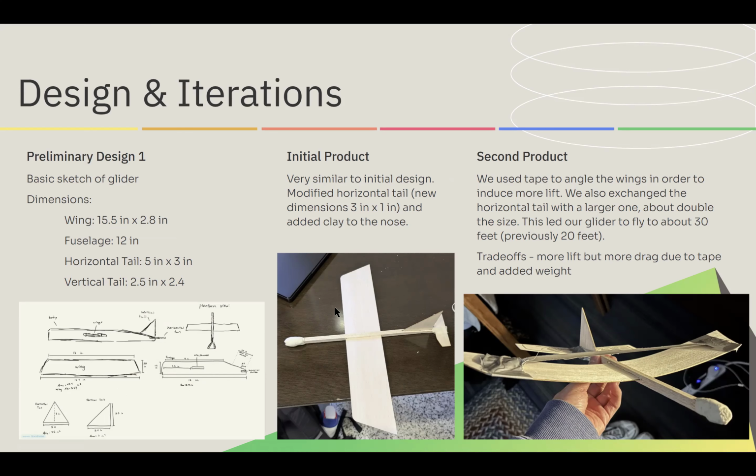And then we realized that using this iteration, it didn't go quite far enough. So in order to increase lift, we used tape to angle the wing upwards in order to generate more lift. And we also enlarged this horizontal tail. And these trade-offs demonstrated the classic balance between lift, drag, and stability. The trade-offs were more lift, but more drag due to the tape and the added weight. But that being said, this increased the flight distance to roughly 30 feet, which is a big jump from the previous 20.